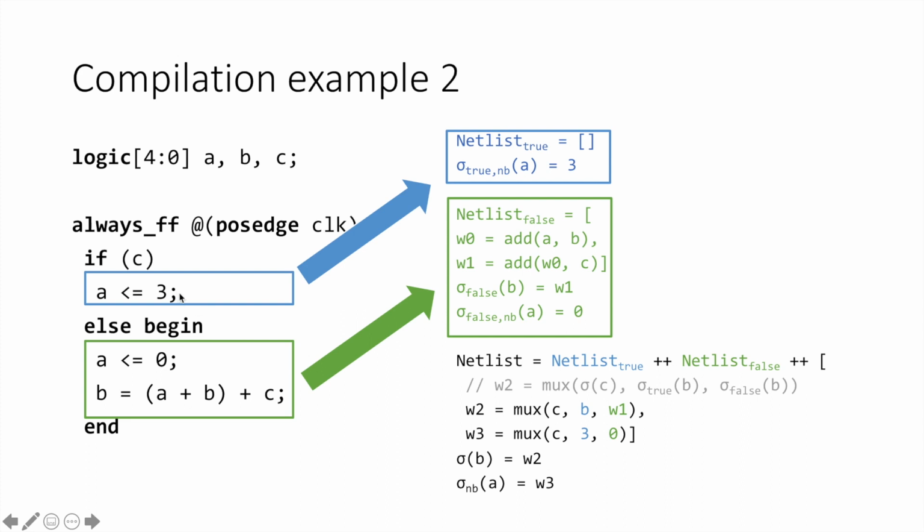So for example, we see here that A is assigned in both branches. In the true branch it's assigned 3, and in the false branch it's assigned 0. And we see this reflected in this sigma map, saying that in the true branch A is 3, and in the false branch A is 0. And this is merged here, from the true branch and from the false branch. And then this is the condition from the if statement. And afterwards, when we look up A in this sigma map for non-blocking assignments, we see that we point to this new mux here.